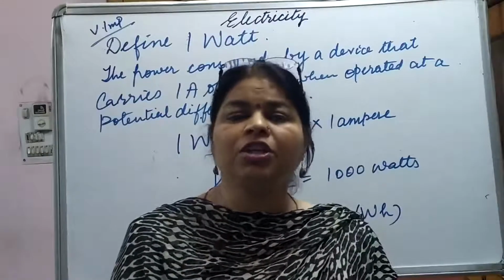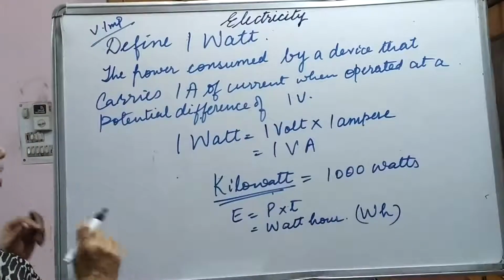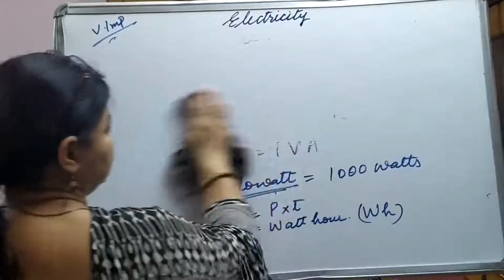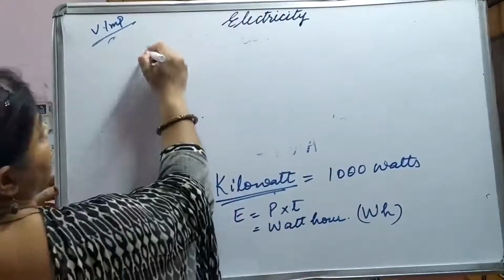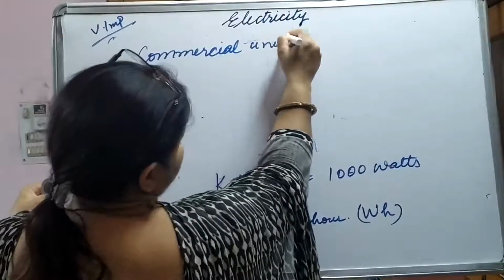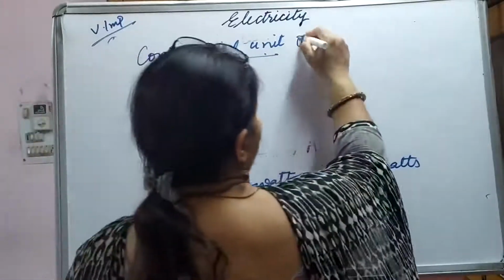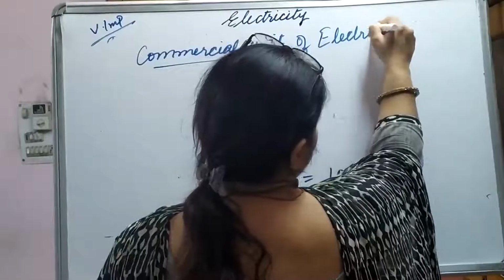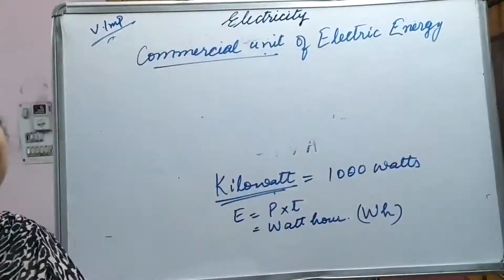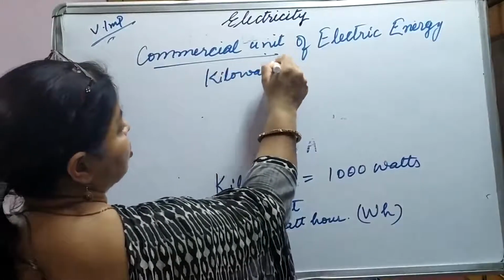Okay, so the commercial unit of energy is kilowatt hour. Kilowatt hour, the commercial unit of electric energy. What is it? It is kilowatt hour.